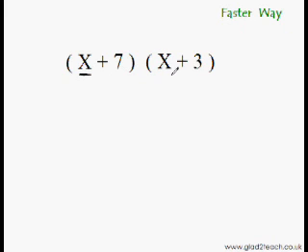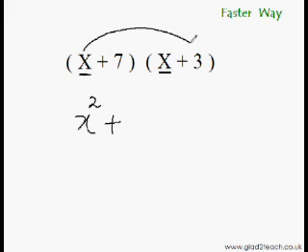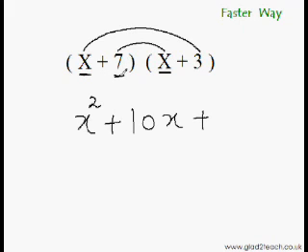X times x is x square, plus now the middle term, do the rainbow multiplication. So 3 times x is 3x, 7 times x is 7x, 7x plus 3x is how much? 10x plus last term. What would that be? Multiply the last terms together. 7 times 3 is 21.